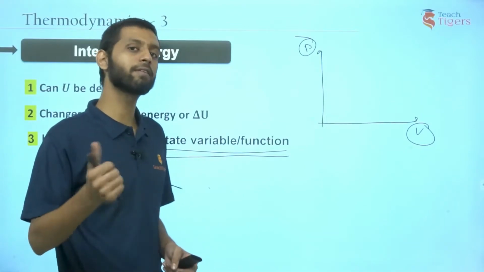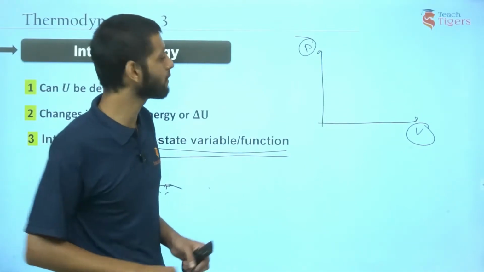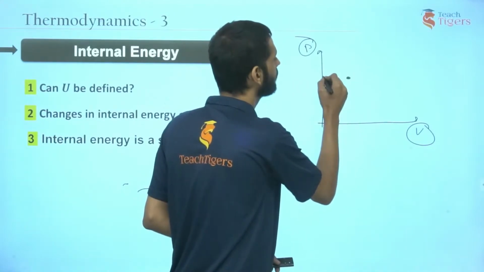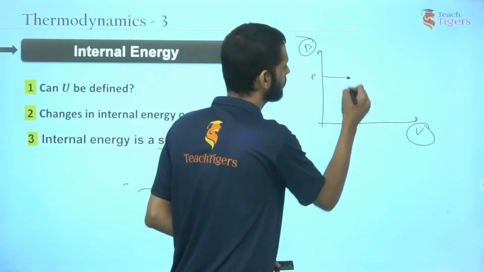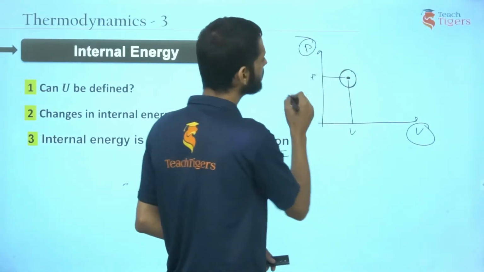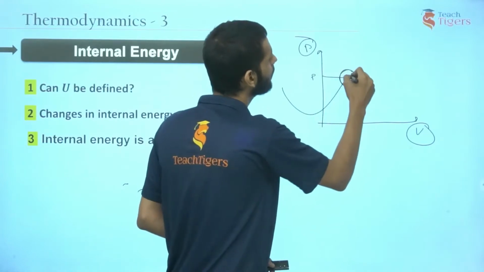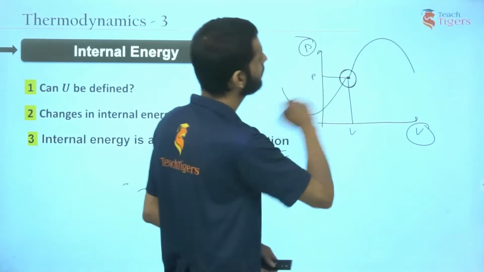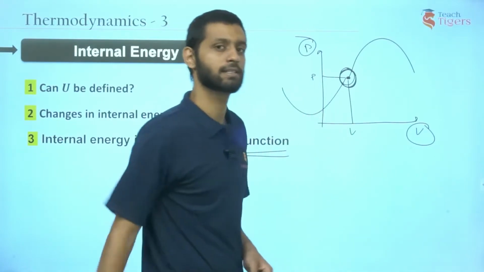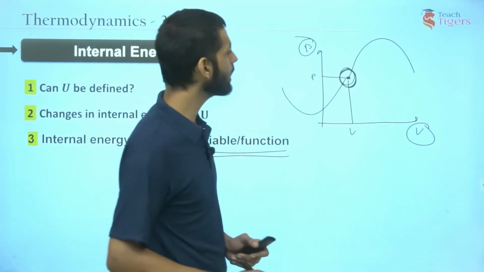So what do we mean when we say internal energy is a state function? Internal energy is a state function because once you define your state, once you fix on a pressure, once you fix on a volume, you have defined your state. It doesn't matter where you came from, it doesn't matter where you're going to go. Your state is defined at this particular point and it is fixed. So this is what we mean by state variable.